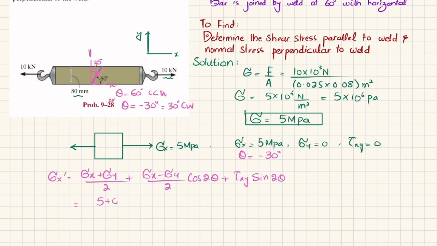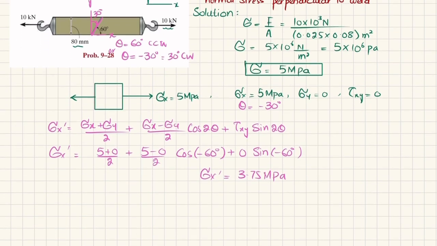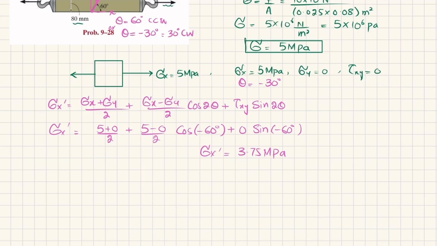So 5 plus 0 divided by 2 plus (5 minus 0) divided by 2 into cos of 2 theta, which is minus 60 degree, plus 0 into sine of minus 60 degree. That will give you transform stress in the new x dash direction. Clear? And when you calculate it, you will get sigma x dash comes out to be 3.75 megapascal.